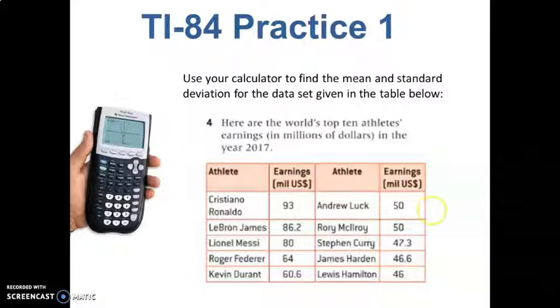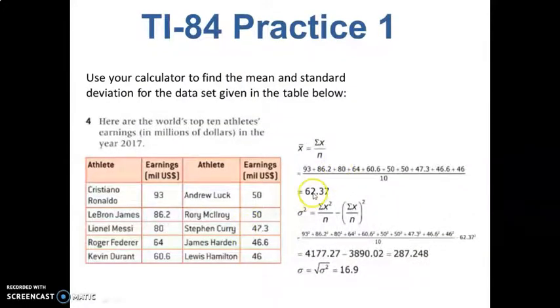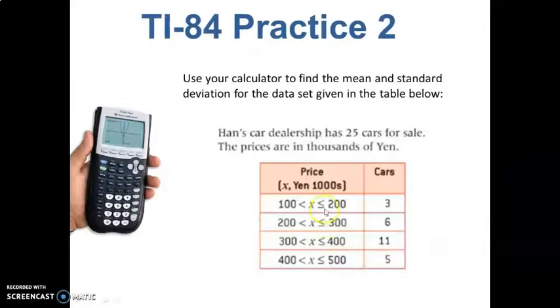Try it now. Okay, you've entered that into your edit menu, into list 1. You found the standard deviation, and you found it to be 16.9. Here it shows the full formulas and calculations, but of course you can rely on your calculator, and you got this value for mean and this value for standard deviation. Check your work.